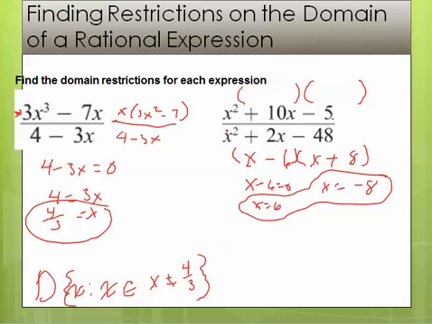Why? Because if x equals 6, I get 36 plus 12, which is 48, minus 48 is 0. If x equals negative 8, I get 64 minus 16, which is 48. 48 minus 48 is 0. I do not want a 0 in the denominator. So I would say that my domain would include all x's such that x is not equal to 6 or negative 8. And that would be my domain.